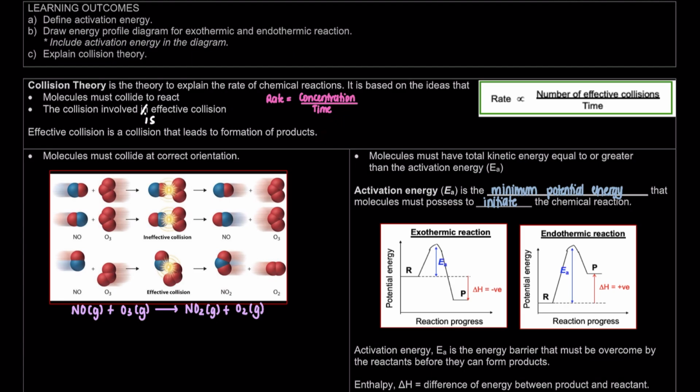On this page, what we have learned is about the collision theory. Collision theory mainly focuses on the effective collision, where the effective collision is the collision that leads to the formation of product, and we have learned there are two criteria.